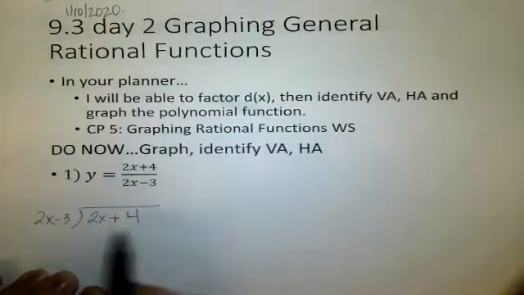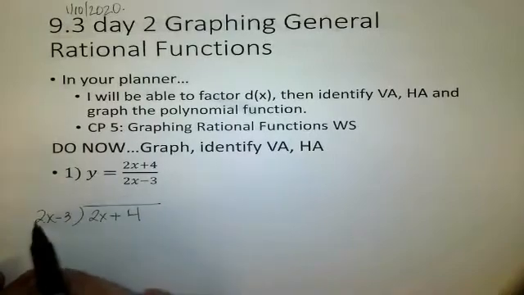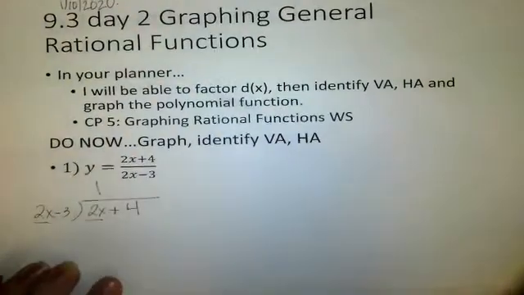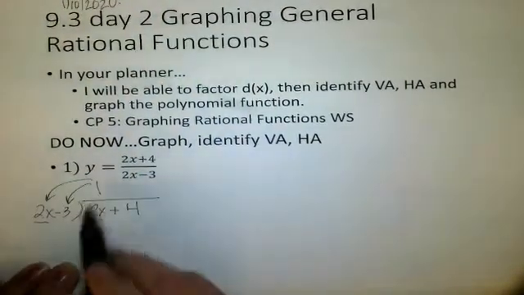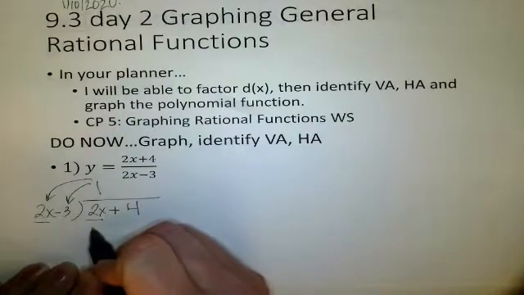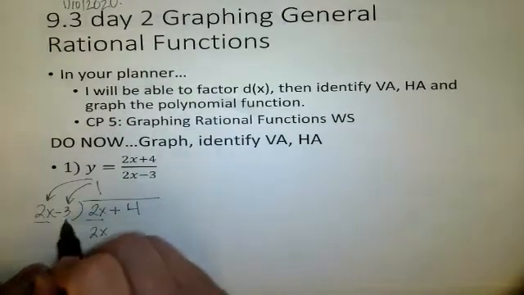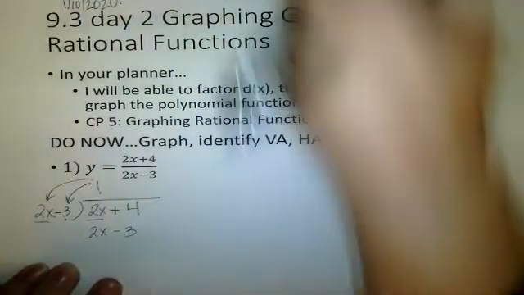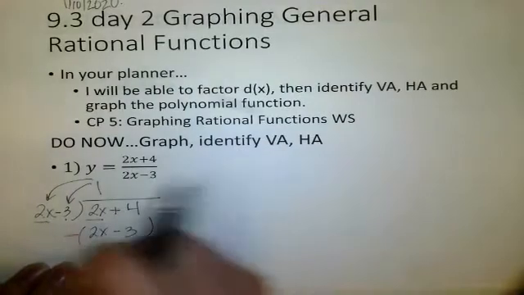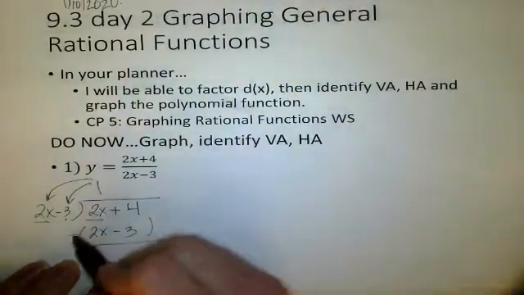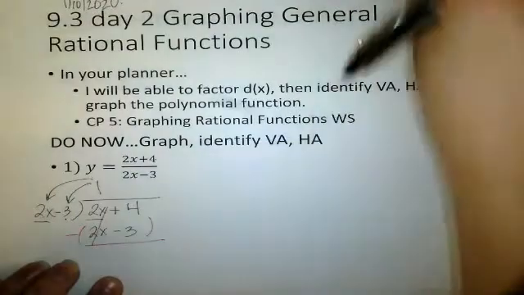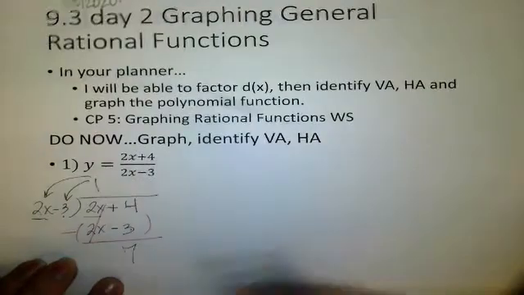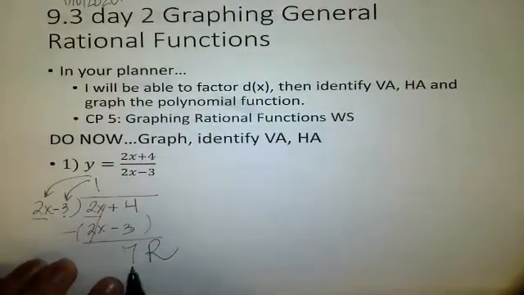My divisor into 2x plus 4. How many times does 2x go into 2x? One time. And then we're going to distribute. 1 times 2x is 2x. 1 times negative 3 is negative 3, good. And then we're going to subtract everything. 2x minus 2x is 0. 4 minus a negative 3 is 7. All right, this is the remainder.